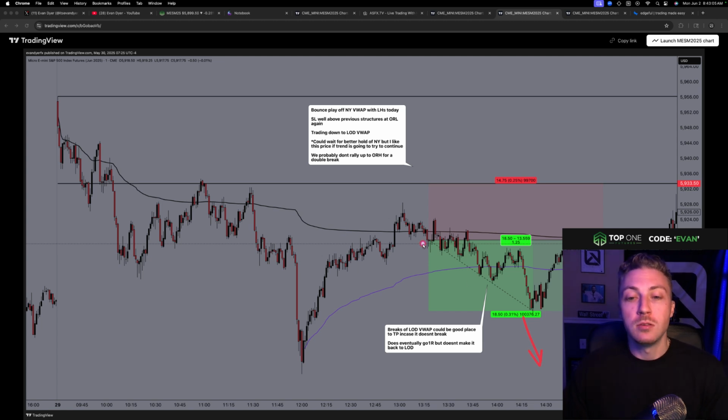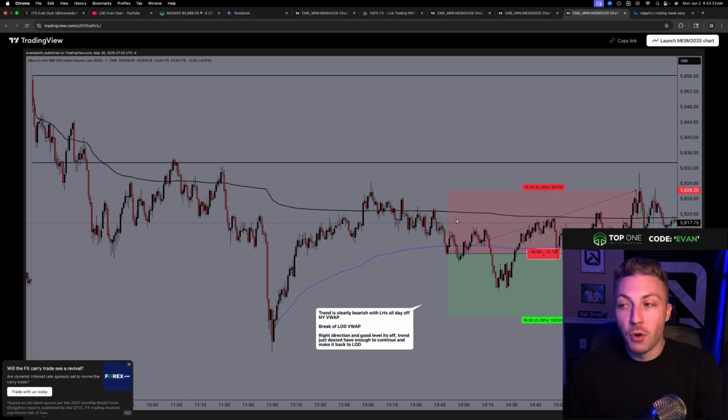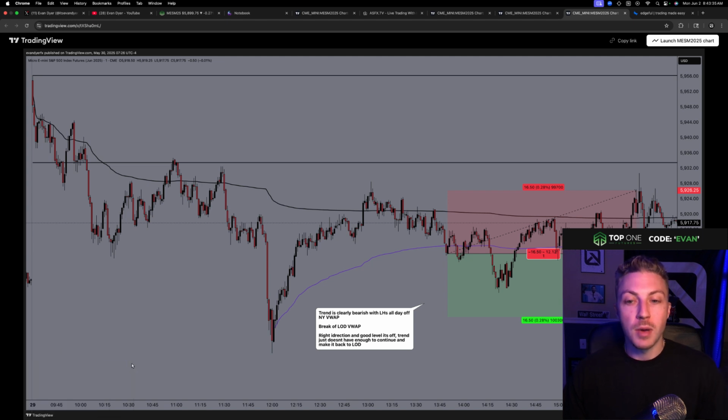So this is a bounce play, which again, I speak about in the course as a bounce play and a break play. This is just playing the bounce off New York VWAP, stop loss not at current structure here, but at the previous structure way back there, and you allow it to hold that New York VWAP. If sellers are going to hold control here, it should move from this price, and you could either scalp it down to the lower day VWAP, or you could try to scalp it down as low as it goes, right? But that's the bounce play. Another one is followed by the break play, which is just the break of lower day VWAP afterwards.